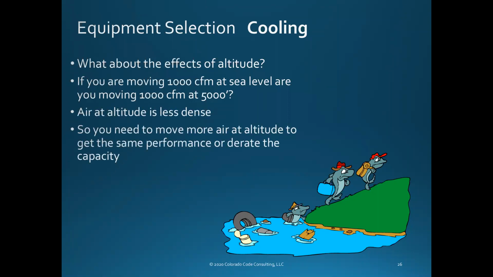You're still moving 1,000 CFM. It's just that the air here is a lot less dense, is it not? It does not have the capacity to carry heat and cooling, especially cooling, as it does at sea level. So we need to move more air at altitude to get the same capacity for performance, or we need to derate the capacity. Now, Manual S does both.